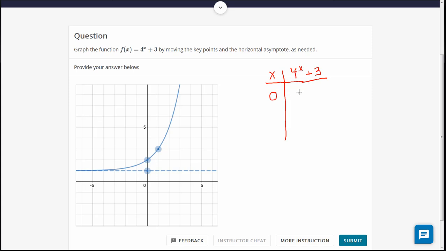If x is equal to 0, then you get 4, because 4 to the 0 is 1, and 1 plus 3 makes 4. If I plug in 1, then I get 4 to the 1 plus 3, which makes 7. So I'll drag this point, which has x coordinate 1, up to 7. And this one, which has x coordinate 0, I'll drag up to 4.